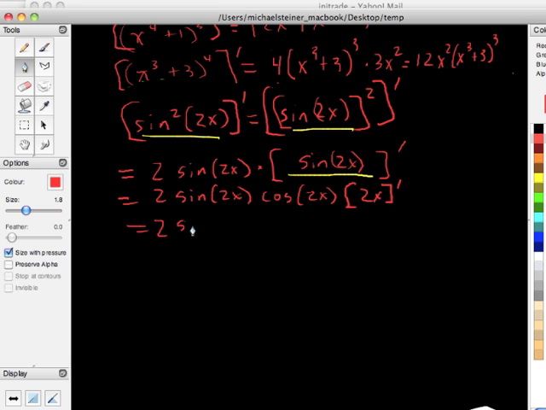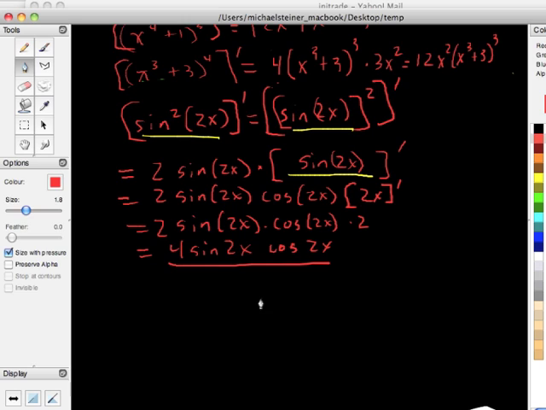So I won't skip any steps here. Sine 2x cosine 2x times 2. And that is going to be 2 times 2, 4 sine 2x cosine 2x. And there is a very elegant derivative of the sine squared of 2x. It's very simplified. Okay, that's an example of the chain rule used thrice.